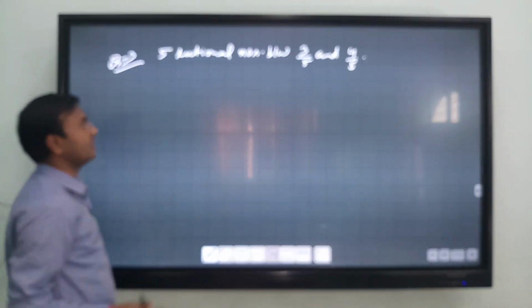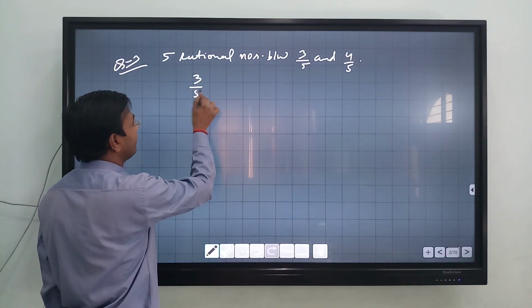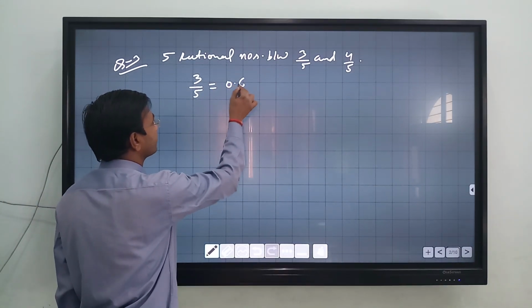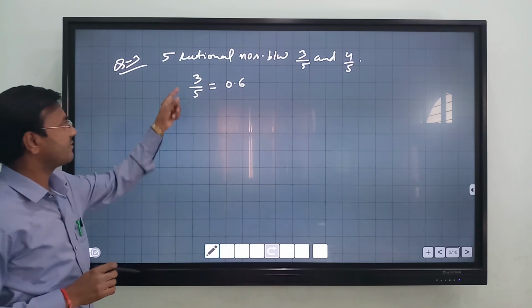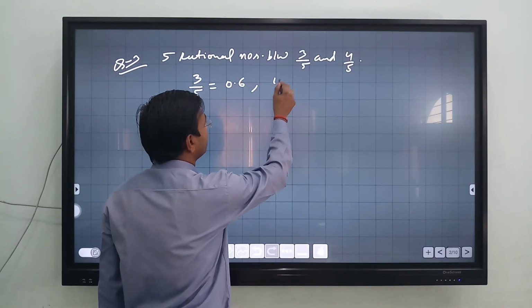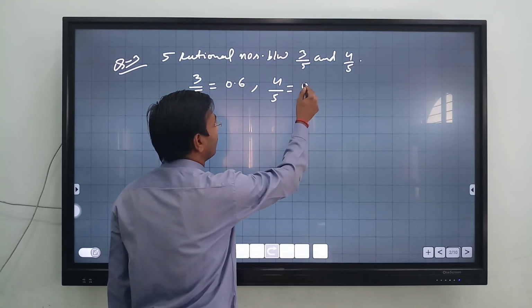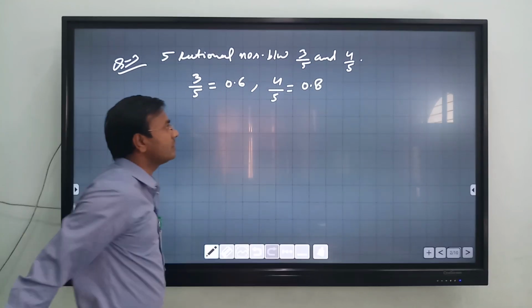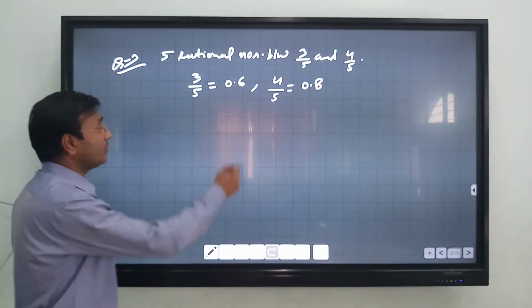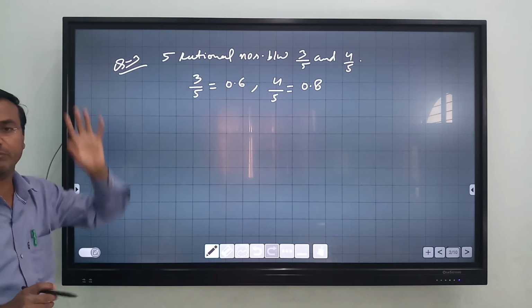Here the numbers are given as fractions. So we can say 3 by 5 is equal to 0.6, since 5 sixes are 30. We have to use decimals. Now 4 by 5 is equal to 0.8, since 5 eights are 40. So in between 0.6 and 0.8 you can write any 5 rational numbers.